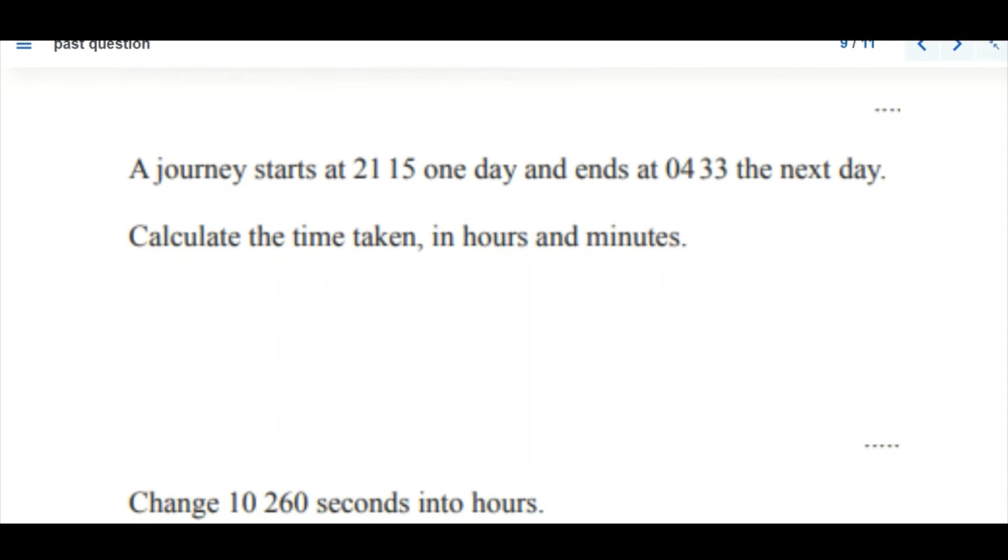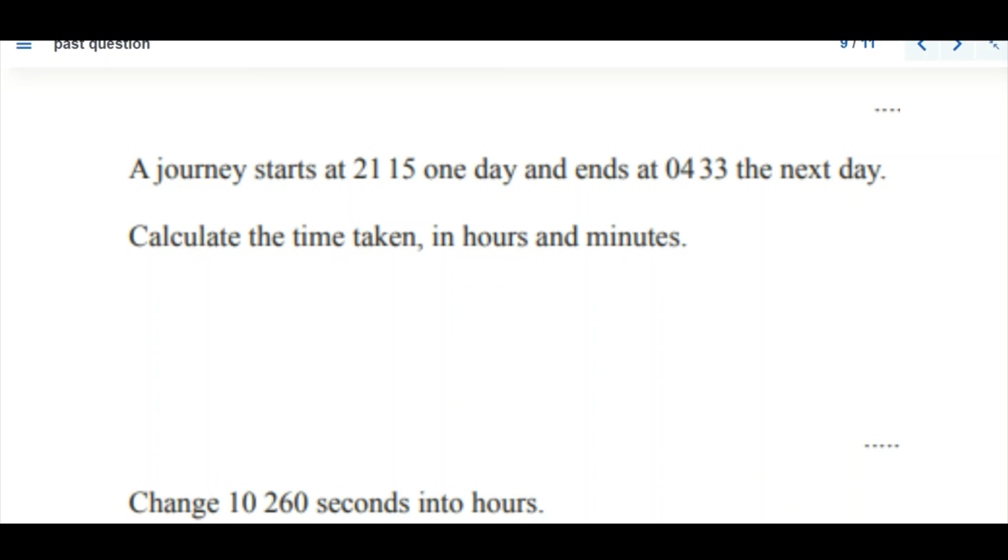Now let's look at the second one. A journey starts at 21:15, that's 21 hours 15 minutes, one day, and ends at 4 hours 33 minutes the next day. We have to calculate the time taken in hours. We don't know if it is AM or PM, but they are written in hours and minutes. So let's convert 21 hours 15 minutes to 12-hour clock first.